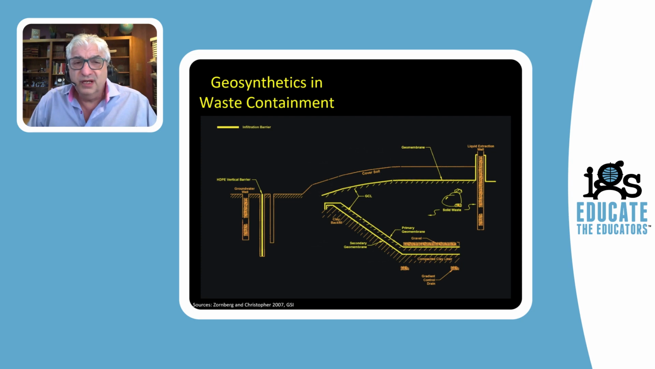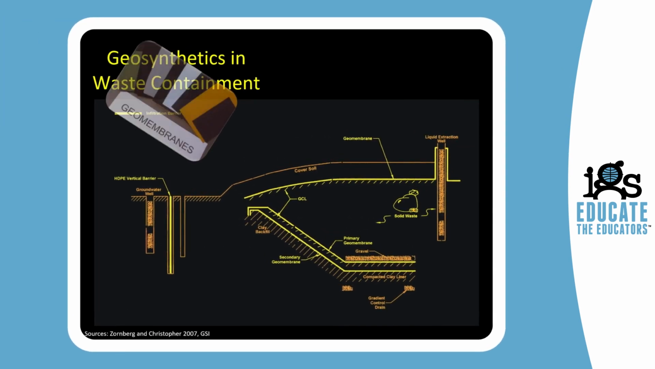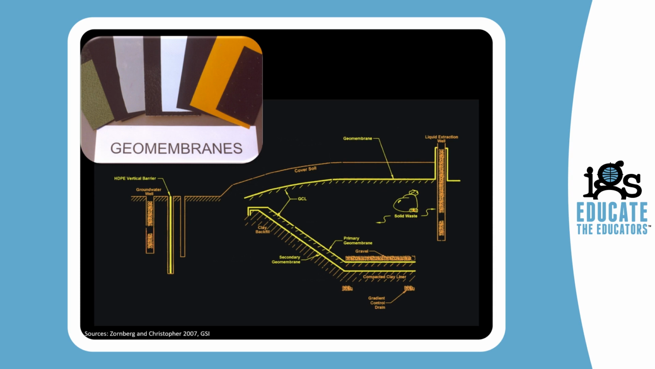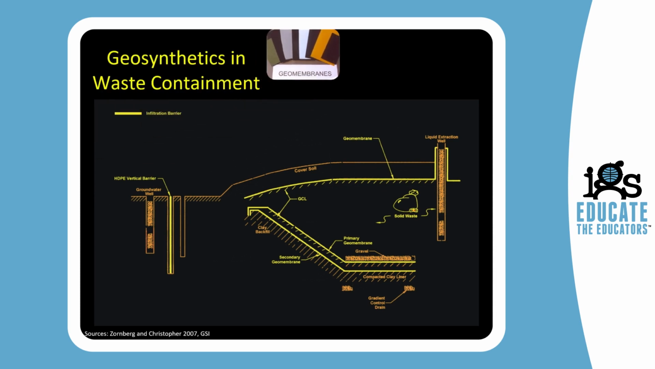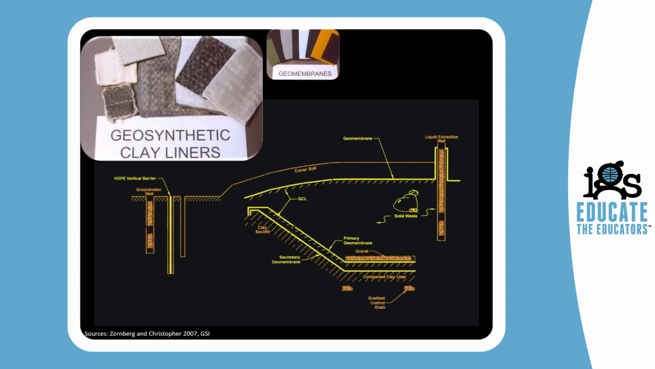At the base, we have what is called a double composite liner. The base liner in a waste containment facility is critical, and that's why we have two liners. Two is better than one, but that's not the main reason. The main reason is that by having a primary liner and a secondary liner, we can monitor any leakage that may occur. Infiltration barriers are fulfilled with geomembranes, which we have seen, and geosynthetic clay liners, or GCLs.